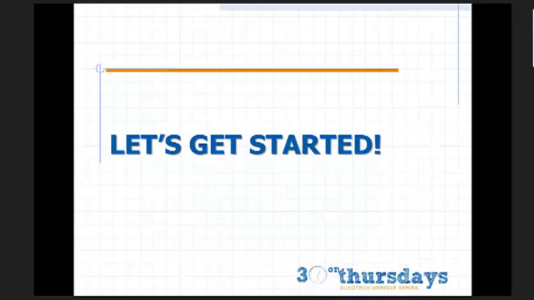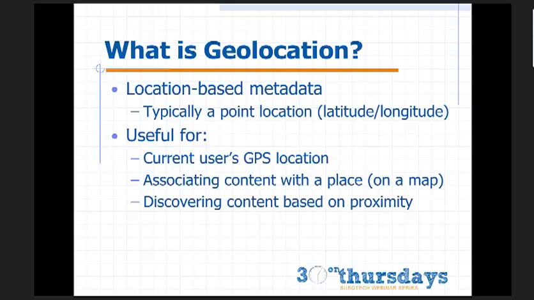So hopefully everyone can now see the slides, as Steve said. My name is Danny Jesse, and I'm here to talk to you today about the new geolocation features in SharePoint 2013. So just to get a brief overview here, the concept of geolocation, obviously we're referring to location-based metadata. And specifically in the case of geolocation with SharePoint 2013, we're dealing with a point location, so a latitude and a longitude pair.